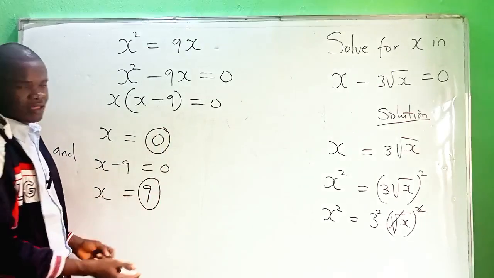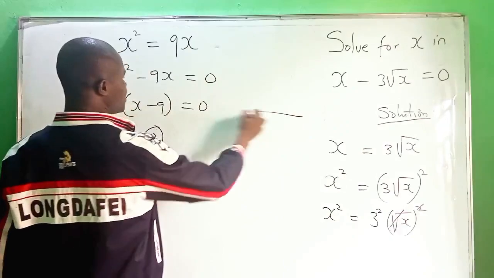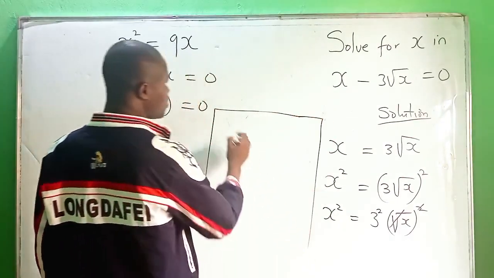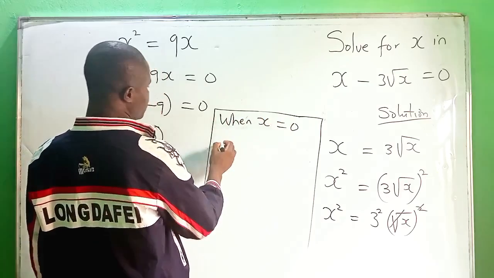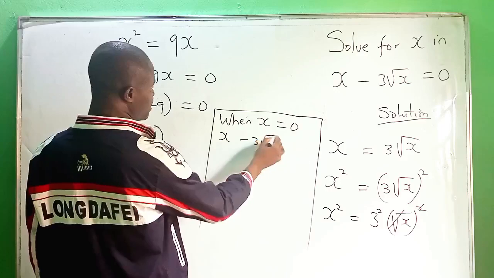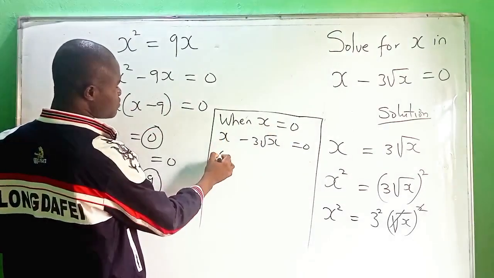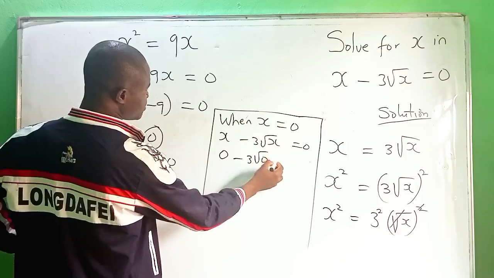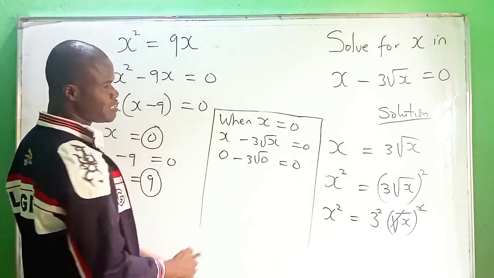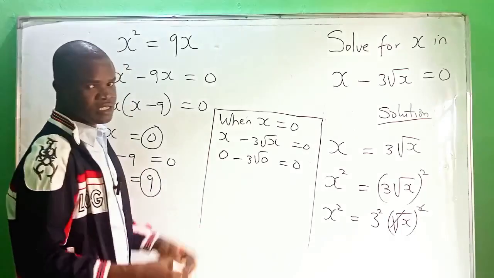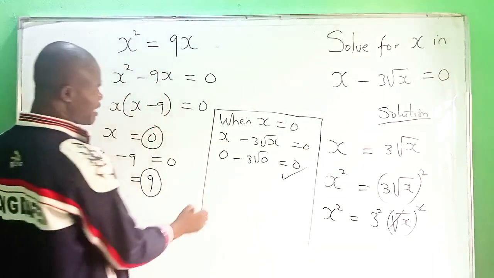We can test. Let's verify. We are given that x minus 3 square root of x is equal to 0. So let's verify here. When x is equal to 0, x minus 3 root x equal to 0. So let's fit in 0. 0 minus 3 root 0 equal to 0, and this is true because square root of 0 is 0. So 0 times 3 is 0. So 0 minus 0 is equal to 0. Very correct.